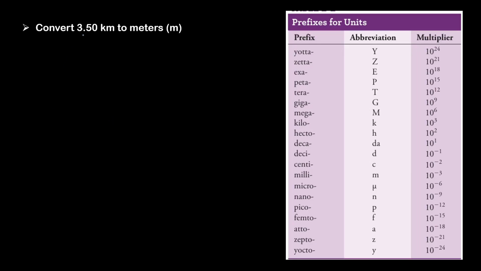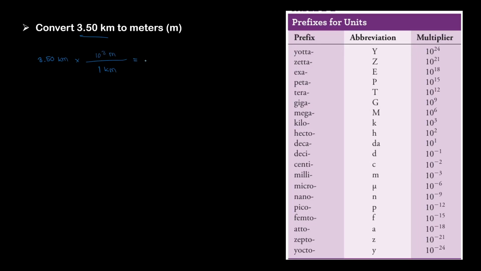So let's start with the given. Of course, you have 3.50 kilometers. And 1 kilometer, so this is 1 kilo. How much is 1 kilo? It's 10 to the power of 3. So that would mean that 1 kilometer would be 10 to the power of 3 meter.